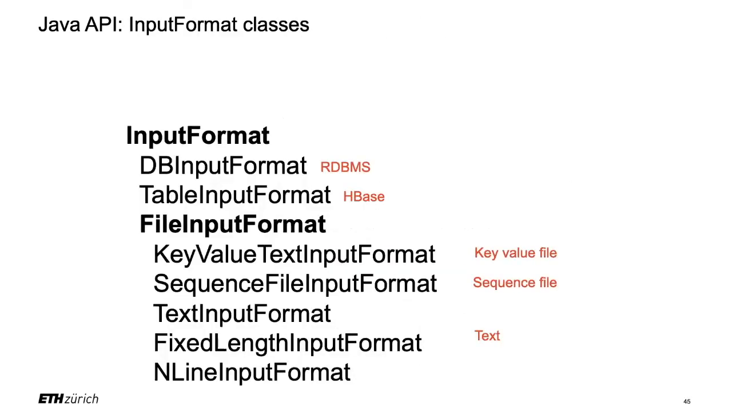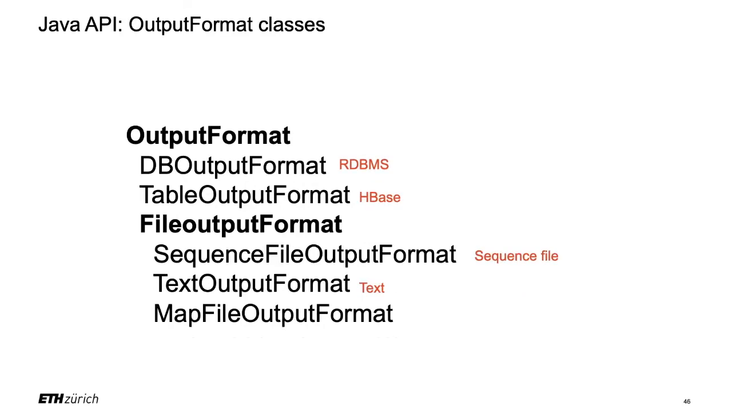Okay, so what about the input formats? We actually kind of looked into it, but basically you can read from a relational database management system with DB input format. You can read from HBase with table input format. You can read from key value files with the separator in the middle, from text, from sequence files, and so on and so on. And the same goes for the output. You can output back to a relational database, to HBase, to sequence files, to text, and so on, right?